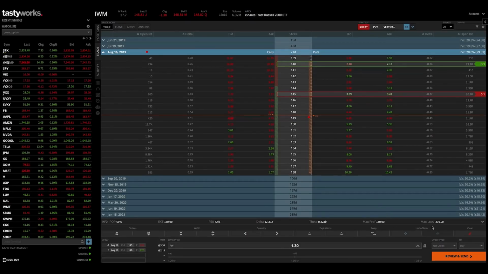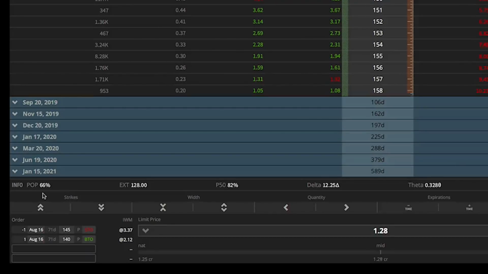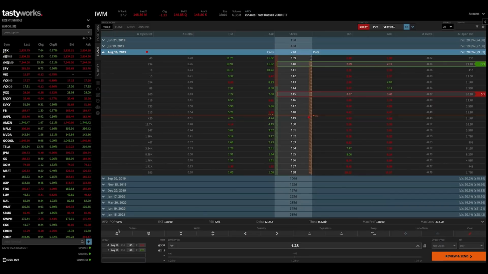Profit potential relative to the loss potential may seem a bit illogical to you, but this is just telling us that this is a very high probability strategy, since the profit is less than the loss potential. On the bottom left, it says the probability of profit is 66%, which means that if I sell this put spread for $1.30 and hold it through expiration in 71 days, in theory, there's a 66% probability that I will have at least a 1 penny profit on this particular trade.